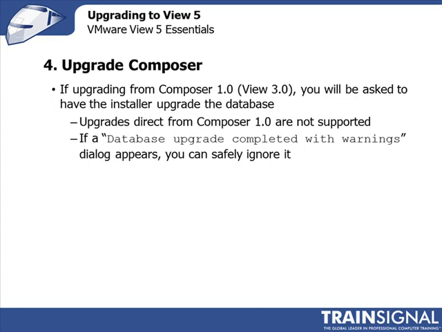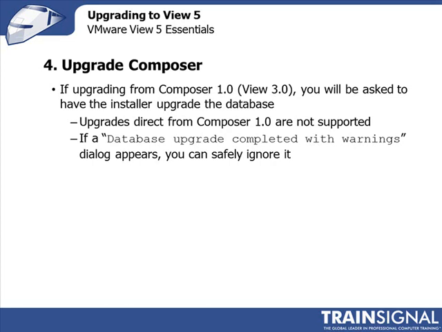Then you can actually kick off the View Composer install. Now, if you're upgrading from Composer 1.0, which was released with View 3.0, you'll be asked to have the installer upgrade the databases. Technically, Composer 1.0 to 2.7 upgrades are not fully supported, but in many cases they will work. You may get a database upgrade completed with warnings dialog, which can be safely ignored. The best practice for upgrading from Composer 1.0 to 2.7 would be to use intermediate upgrades that will handle the database upgrade more gracefully.